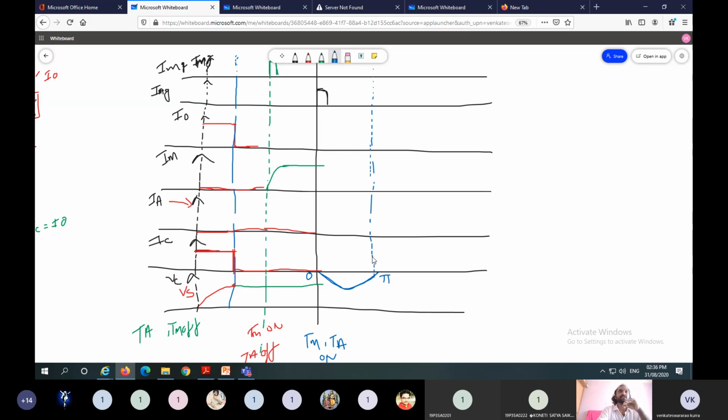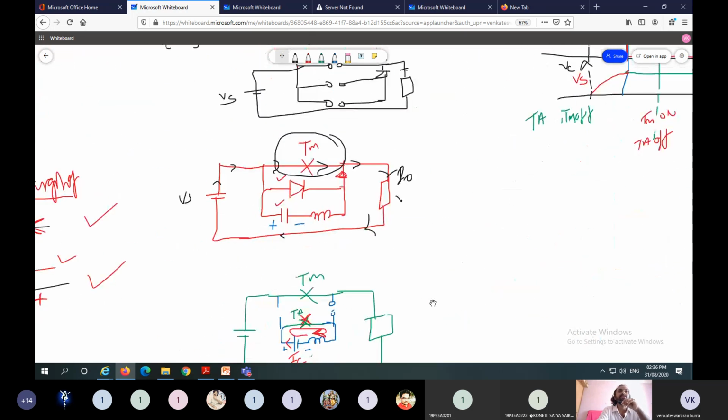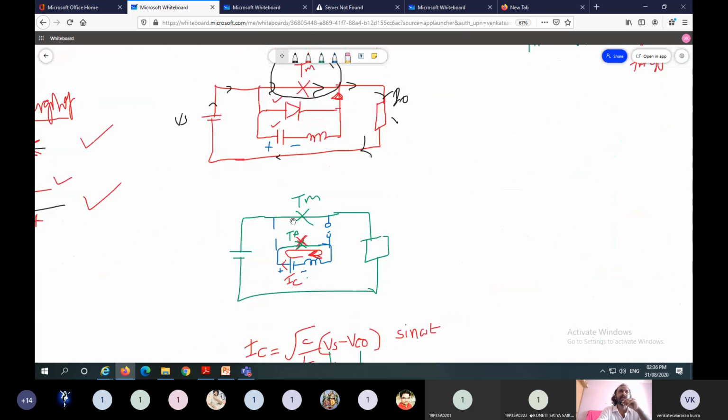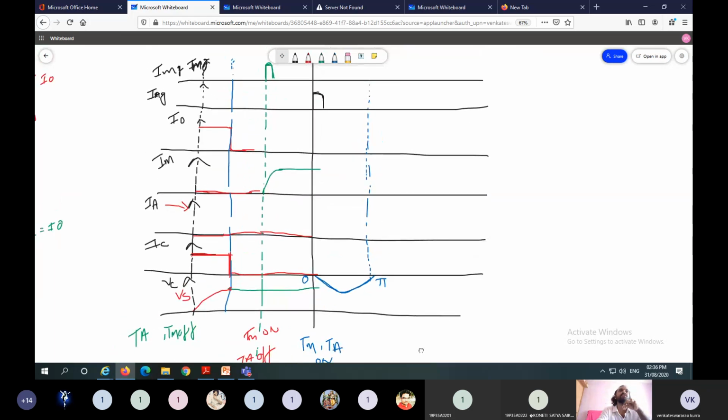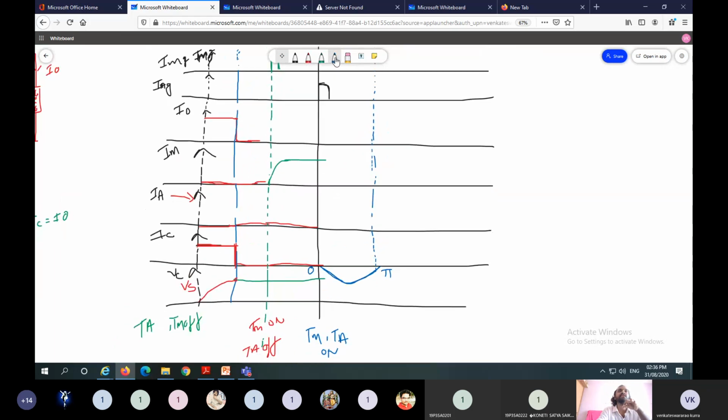This one is for capacitor current. No, main thyristor current does not change as we triggered the auxiliary thyristor, because it is completely isolated from the main thyristor. So there is no disturbance in the main thyristor current. The main thyristor continues in the same on state in this period.